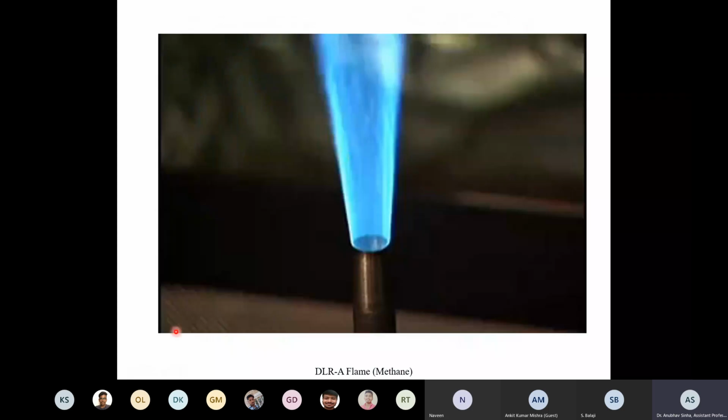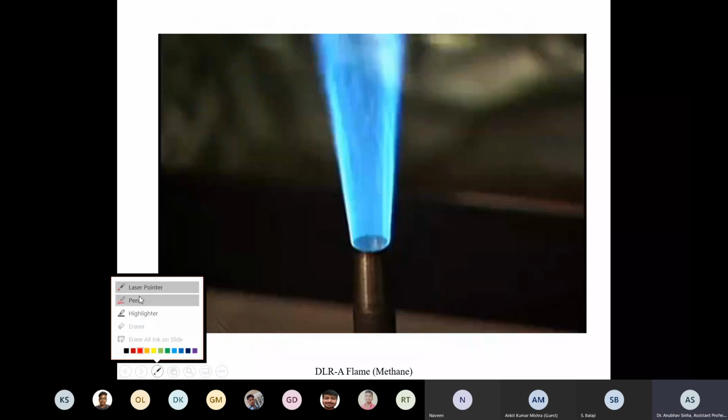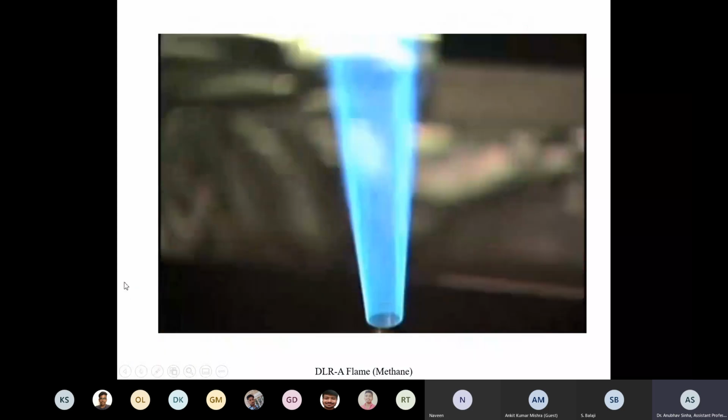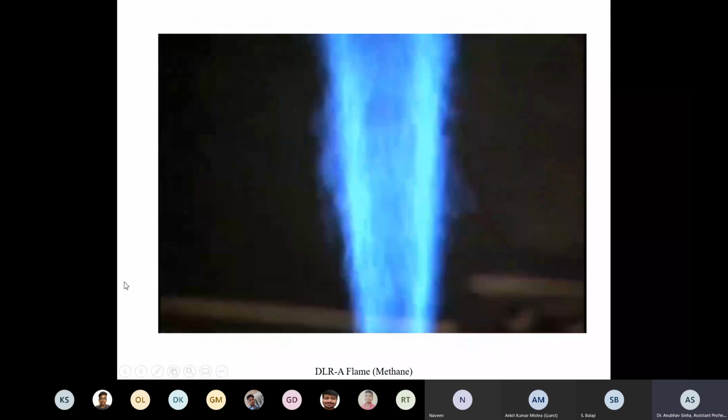So let us look at one video. Okay, so this is a flame. Okay, obviously it is a little bit turbulent, but it is a nice premixed flame or a diffusion flame.